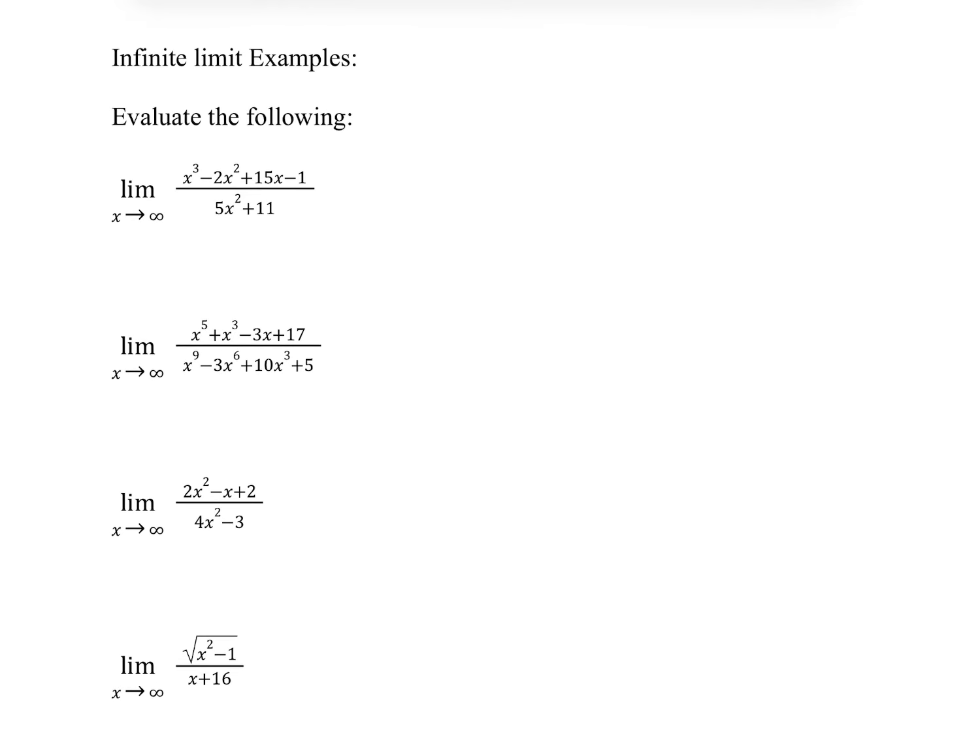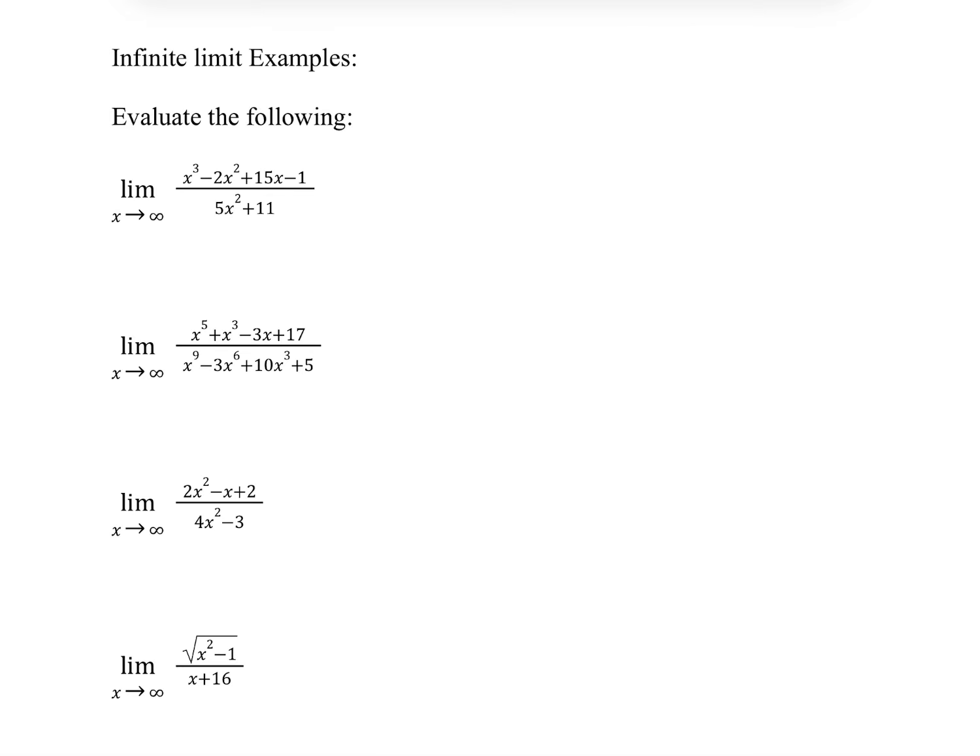When you go to infinity, x is getting bigger and bigger continuously. If you go to negative infinity, x is getting smaller and smaller. So let's look at this first example: the limit as x goes to infinity of this polynomial.